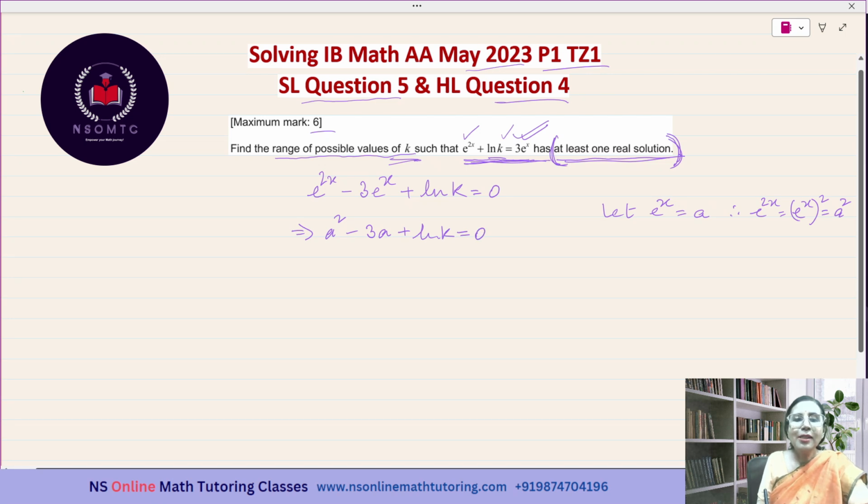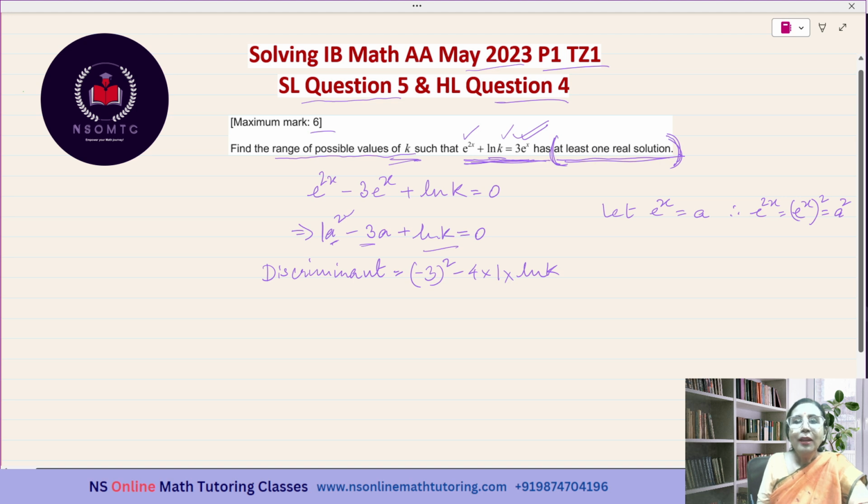Now you see this is a simple quadratic equation. What will be the discriminant expression for this quadratic equation? The discriminant is equal to b square minus 4ac. b square, b is minus 3, so it is minus 3 whole square, minus 4 times a, which is 1. Don't take this a wrongly; a is the coefficient of the term containing the square. So 4 times 1 times c, and c is ln of k.